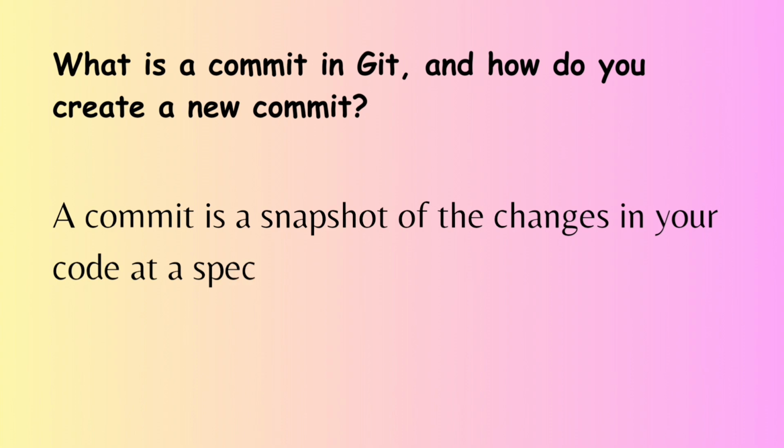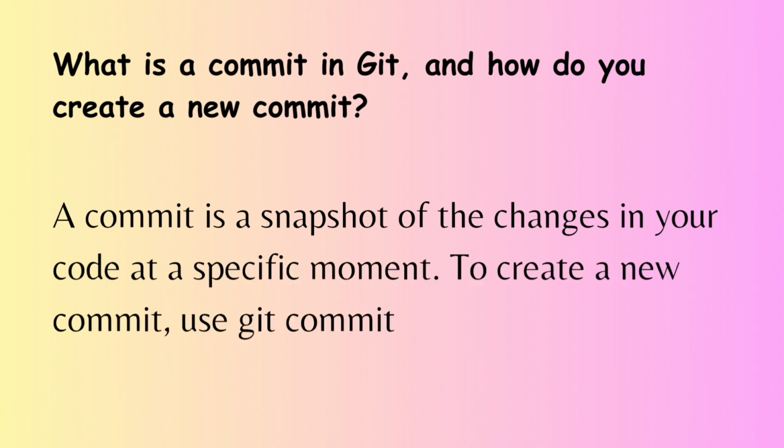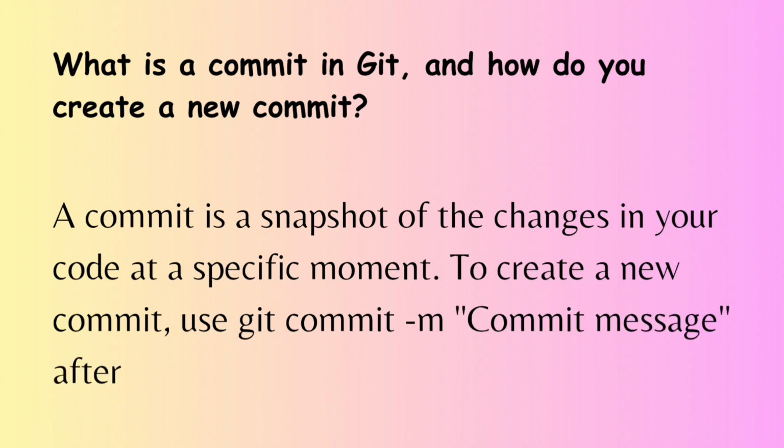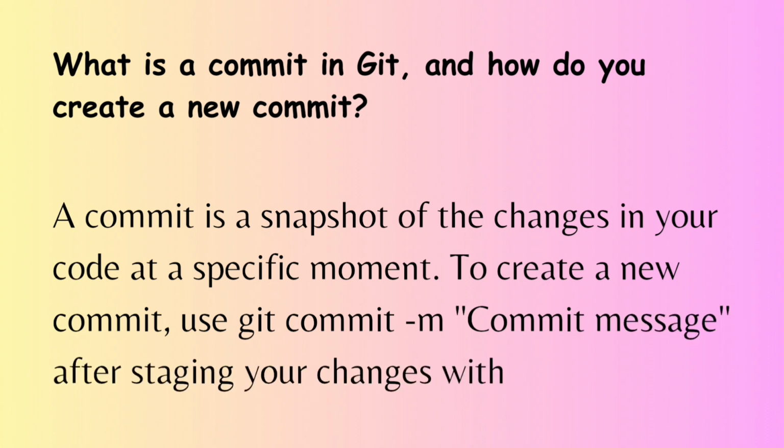What is a commit in Git, and how do you create a new commit? A commit is a snapshot of the changes in your code at a specific moment. To create a new commit, use git commit -m "commit message" after staging your changes with git add.